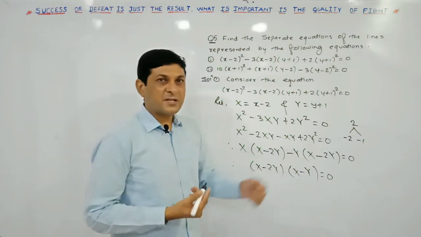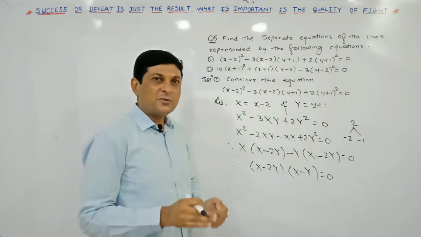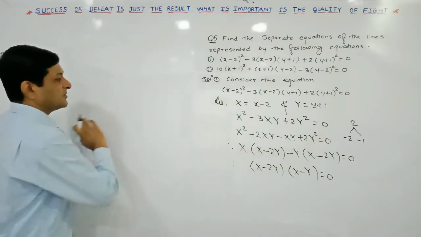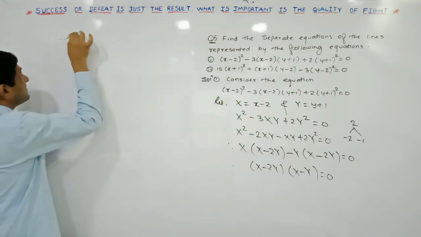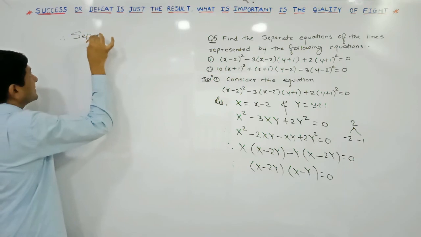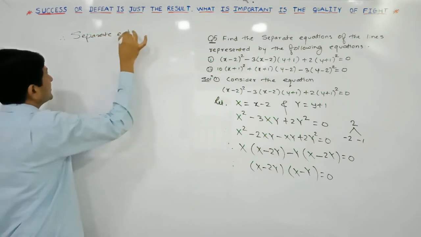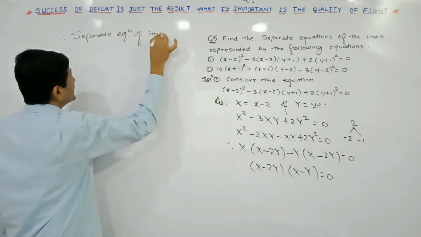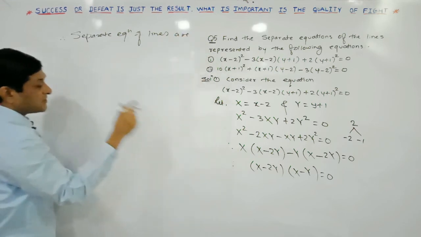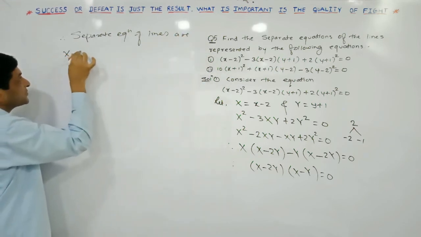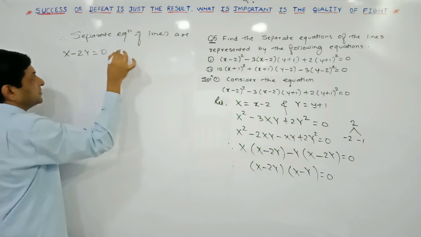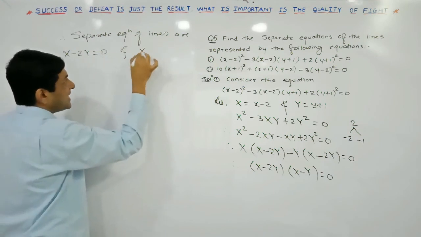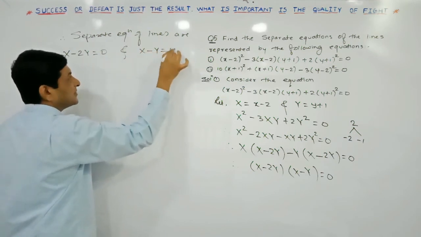In this way, we have got two factors of this equation. Once the two factors are known to us, we are able to find separate equation of the lines. So here we can say that therefore separate equation of lines are, what is the equation of the first line? X minus 2Y is equal to 0, and equation of the second line is X minus Y is equal to 0.